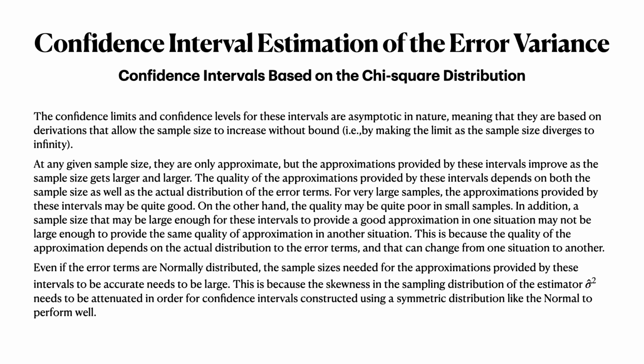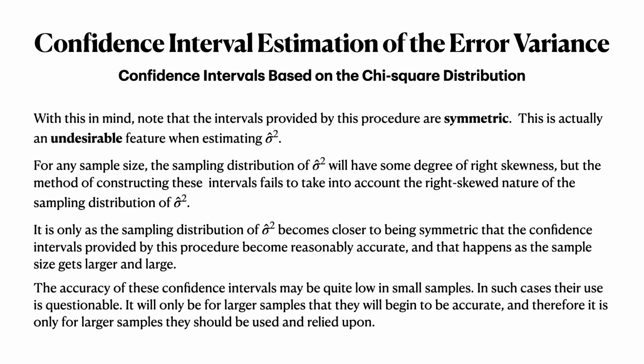Even if the error terms are normally distributed, even exactly normally distributed, the sample sizes needed for the approximations provided by these intervals to be accurate need to be large. This is because the skewness in the sampling distribution of the estimator sigma hat squared needs to be attenuated in order for confidence intervals constructed using a symmetric distribution like the normal to perform well. With this in mind, note that the intervals provided by this procedure are symmetric.